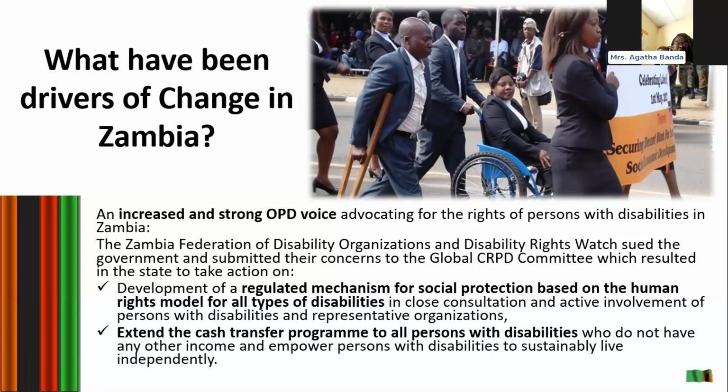And then we also have the Disability Rights Watch. And then we also have the Mental Health Users Network. I think these are three notable OPDs that have really made an impact when it comes to promoting the rights of persons with disabilities. And then we have others that represent persons with albinism as well, such as the Albinism Foundation of Zambia.